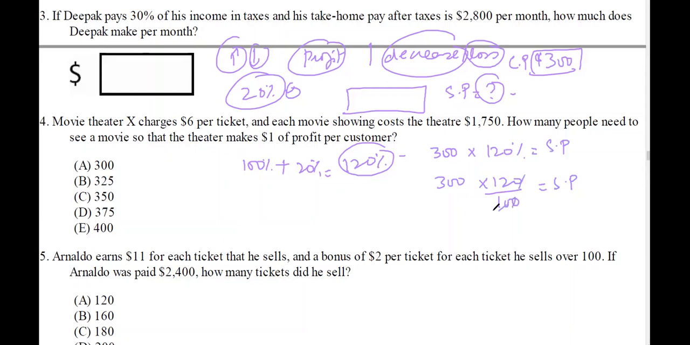So cancelling this, 60 into 6, that is equivalent to 360. Just copy this down. This is known as increase in percentage, right? Okay, yes. Done? Yes. Okay.